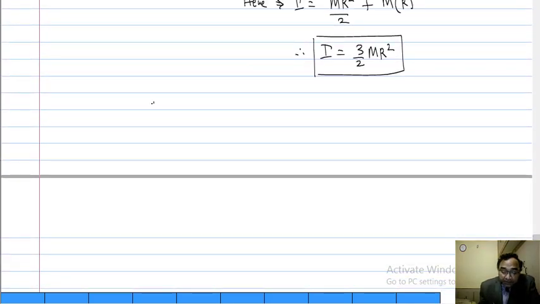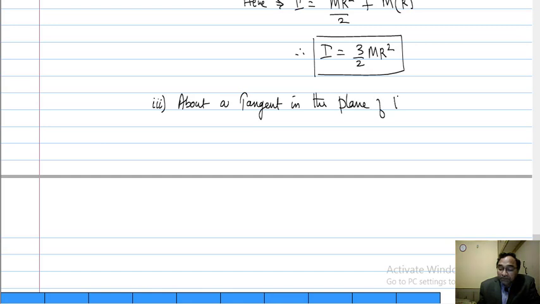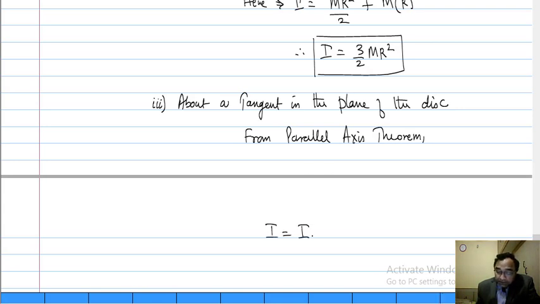Now let us take the third case, about a tangent in the plane of the disk. If it is in the plane of the disk, then again we have to use the parallel axis theorem, as we did in the case of the ring. From the parallel axis theorem, I is equal to I naught plus mass times the square of the distance.